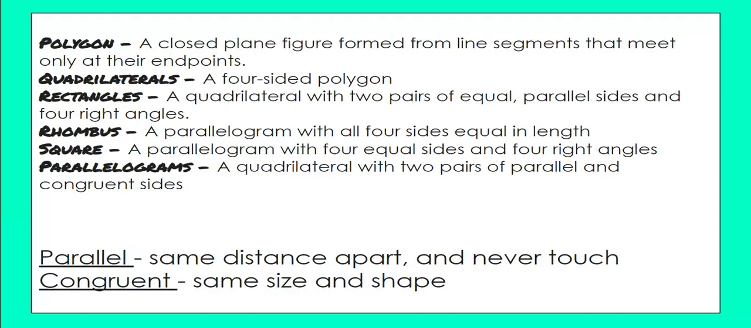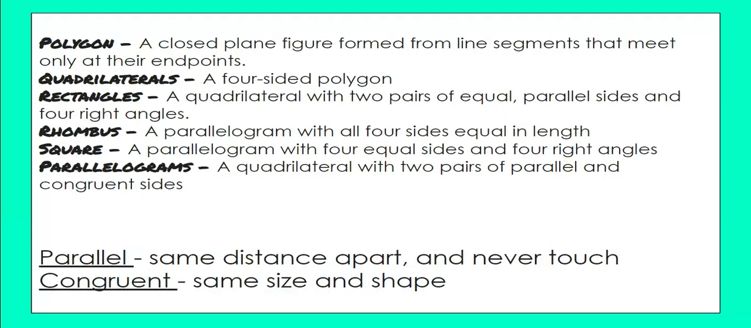We have a rhombus, which is a parallelogram with all four sides equal in length. We have a square, a parallelogram with four equal sides and four right angles. And parallelograms, which of course is a quadrilateral with two pairs of parallel and congruent sides.